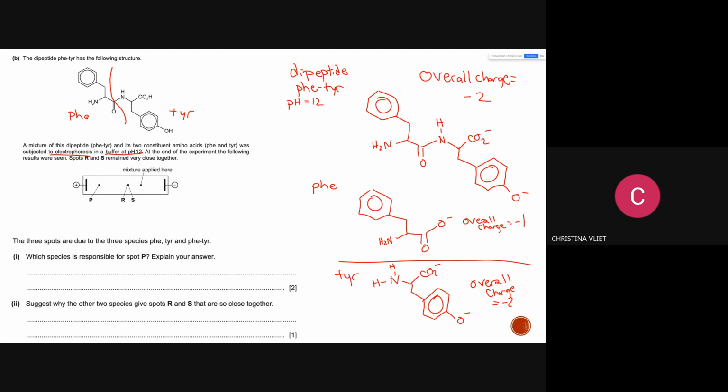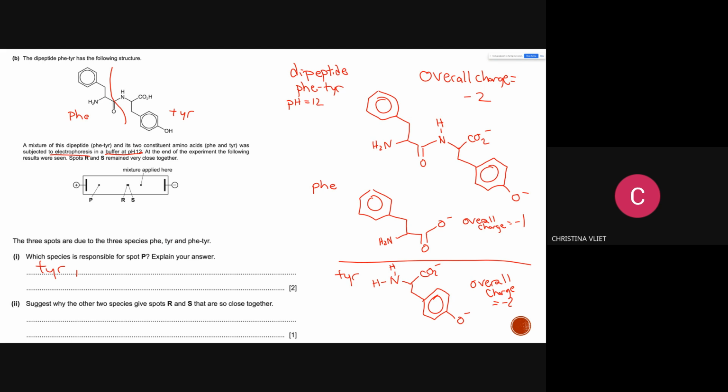It's here. Why would it be here? It's here, correct. It's more negative. So TYR is the correct one. It is because it has an overall -2 charge with the smallest MR. So therefore it would move the furthest.